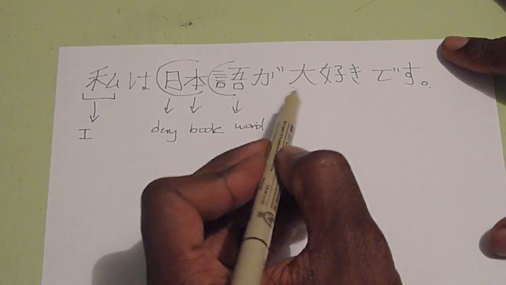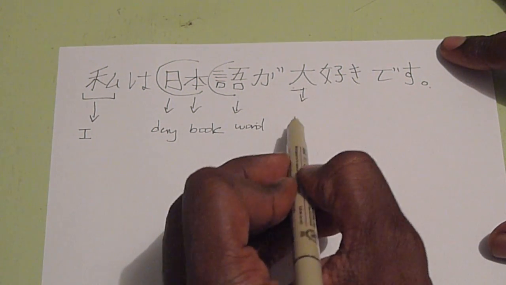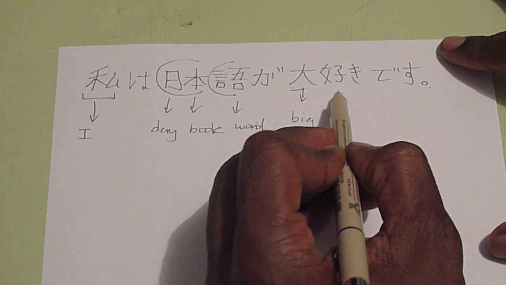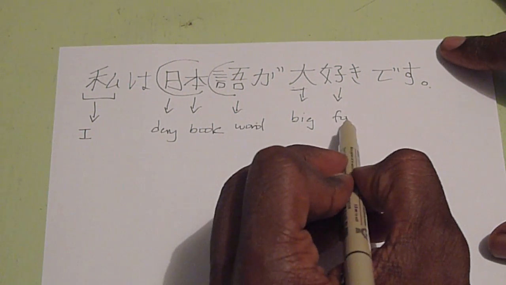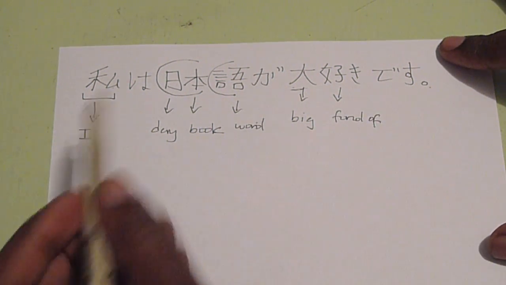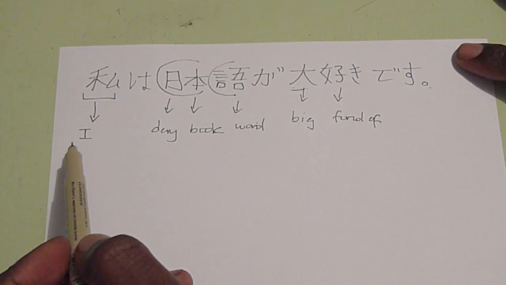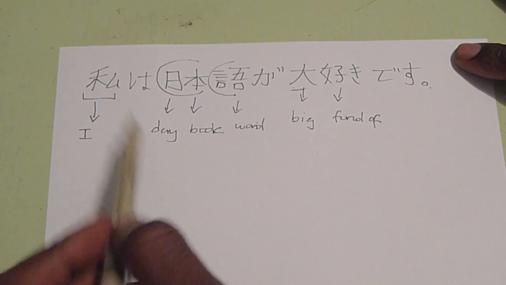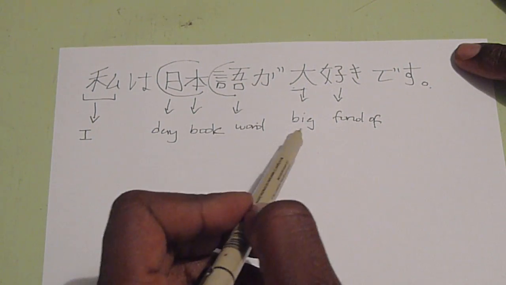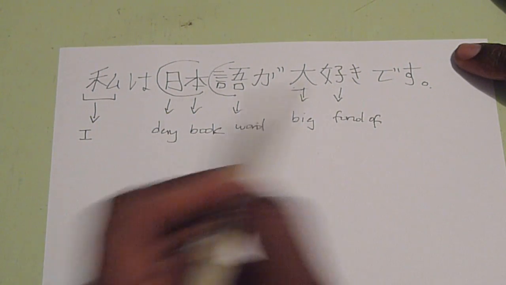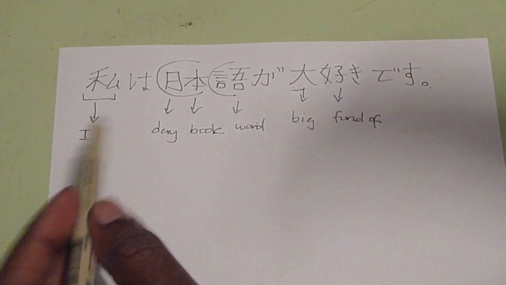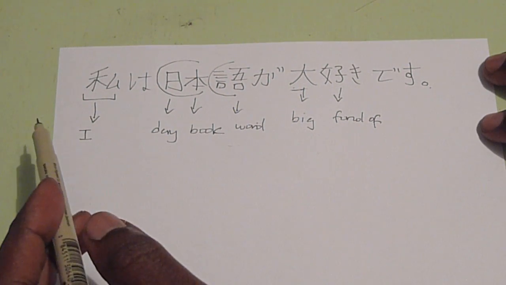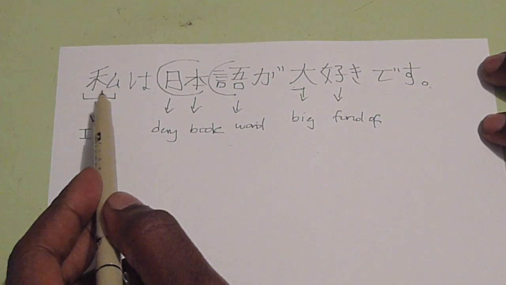Daisuki desu. Now this is big, and this is fond of. So looking at the sentence, you'll see I wa day book word ga big fond of ki desu. That's not how you literally read it, but that's how your mind is going to process it if you don't know the kanji right away. So this is very common.